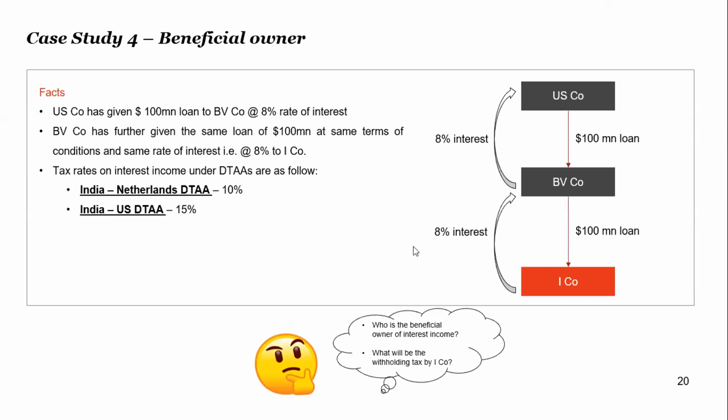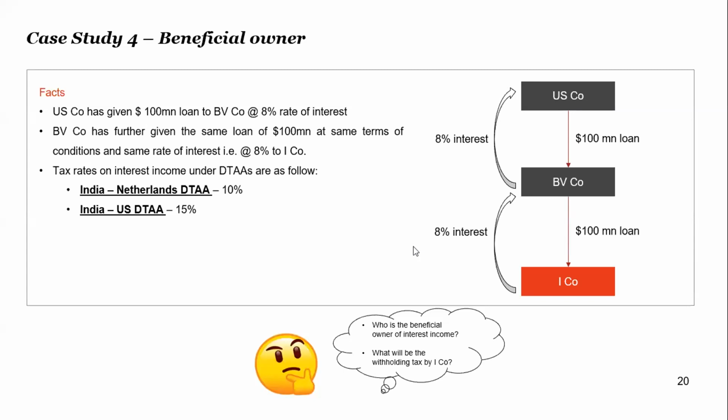So again, there are both views possible, and there have been cases where one can argue that because US is the ultimate beneficial owner, India-US treaty should be applicable. But at the same time, there is a very high risk that tax authorities may argue that the interest received is in the hands of Netherlands company, and because of the inapplicability of India-Netherlands treaty, the entire interest can be taxed at 40%.